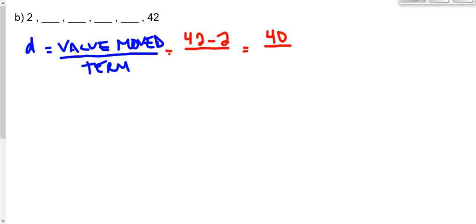Then all we have to do is count the number of terms. So how many jumps did it take for me to get there? So I move 1, 2, 3, 4, 5 spaces. So it took me 5 jumps to get to the final number. So our common difference is just 40 divided by 5, which is a positive 8. So I must have added 8 between each term.